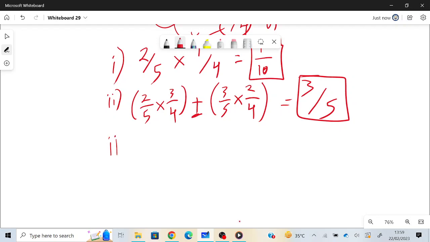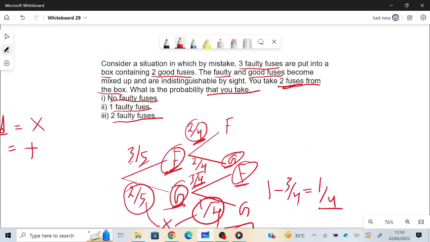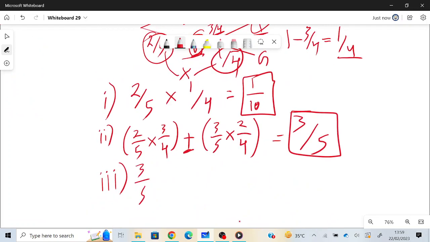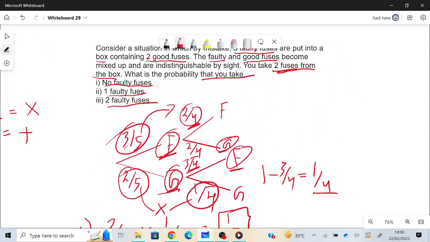So on to the I part of this question. And this says, what's the probability that you take two faulty fuses? So that's simply multiplying 3 over 5 times 2 over 4, and doing this should give you 3 over 10. 3 times 2 is 6, 5 times 4 is 20, simplified to 3 over 10. And that's the answer for that particular question.